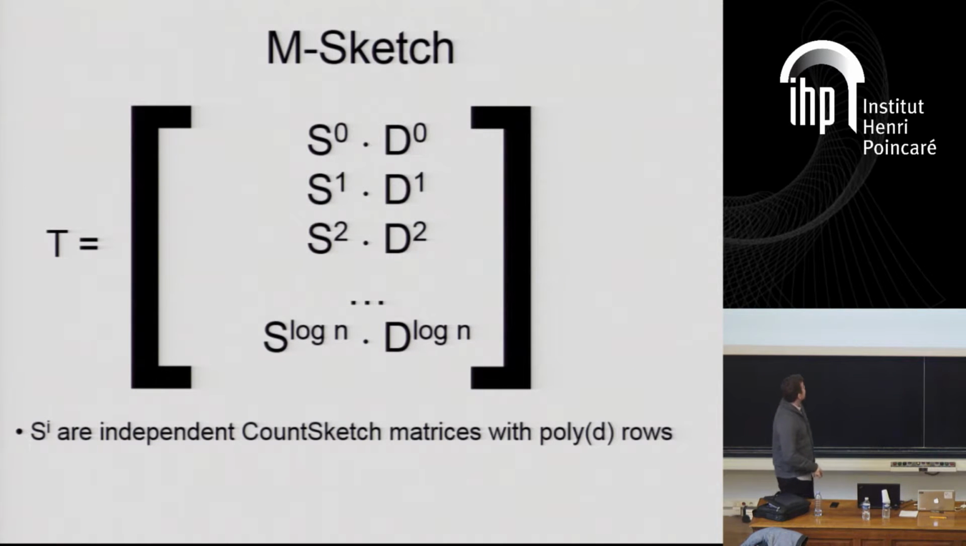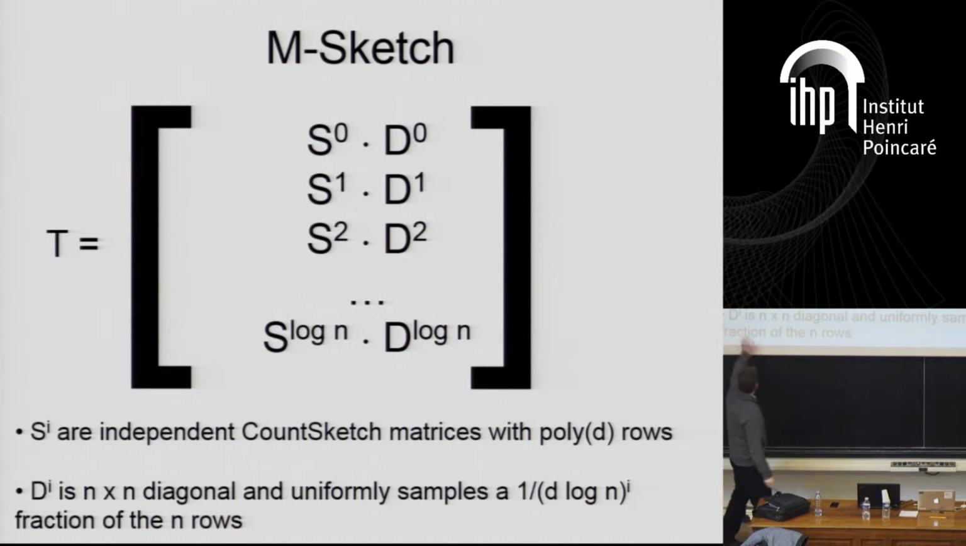Let me just say what the sketch is. We call it the M sketch. It has the property that it can be applied to a matrix very quickly. It's a block matrix with log n blocks. The first block, S0 D0. The next one, S1 times D1. Each of the Si's are independent count sketch matrices, very sparse matrices with a single non-zero entry per column, with some poly(d) number of rows. And each of these matrices Di is diagonal.